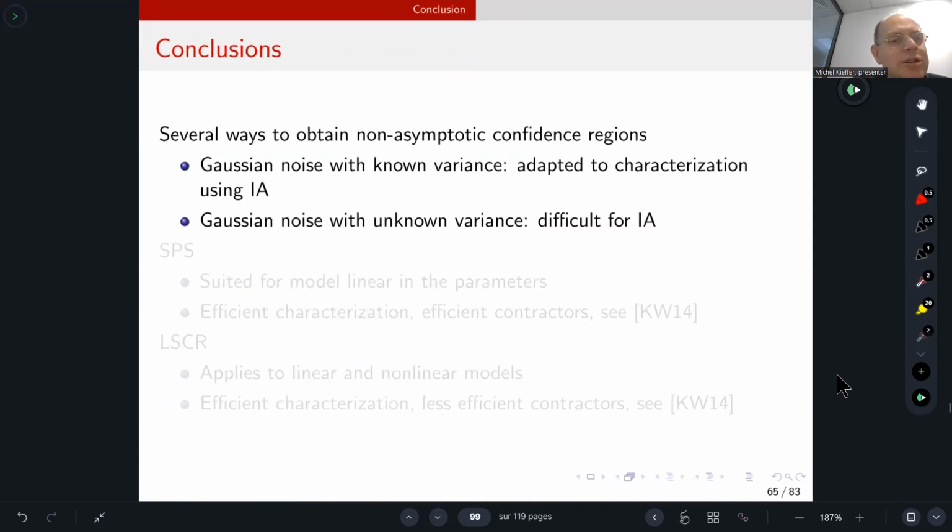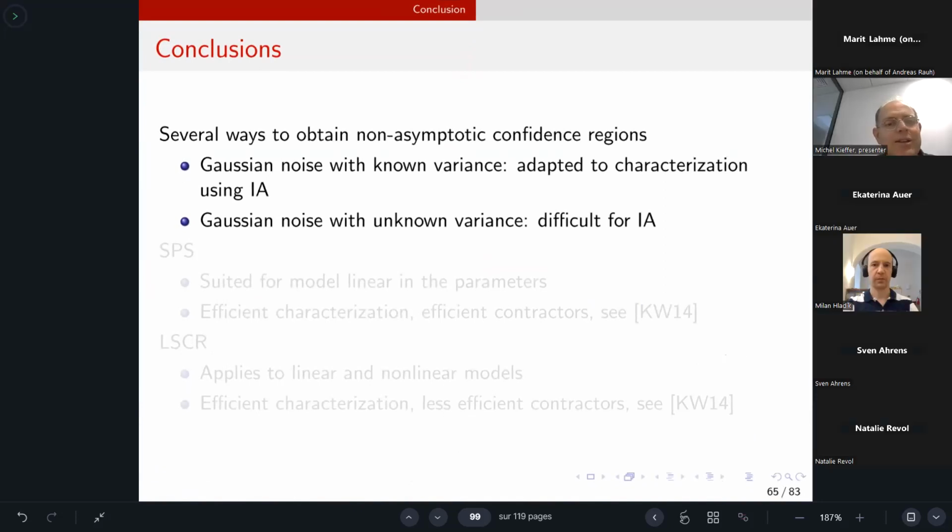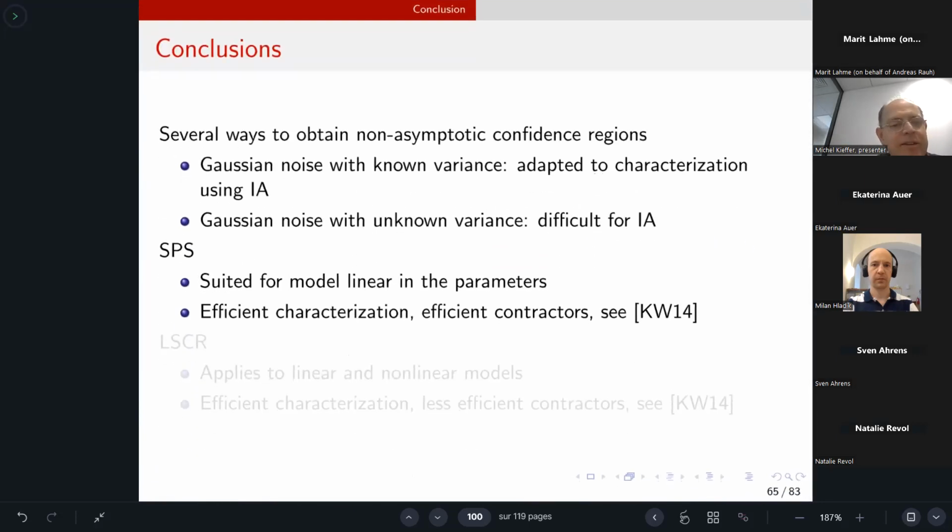So I switch now to the conclusions. We have obtained several ways to obtain non-asymptotic confidence regions. When you have Gaussian noise with known variance, this is perfectly suited to the characterization using interval analysis. When you have Gaussian noise with unknown variance, this is difficult and this is an interesting problem. SPS is suited to models which are linear in the parameters, with an efficient characterization. I don't detail it, there are also efficient contractors. You have them in the slides afterwards if you want to look at them.